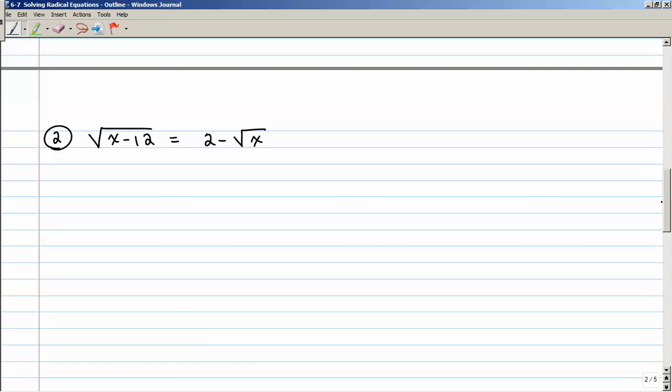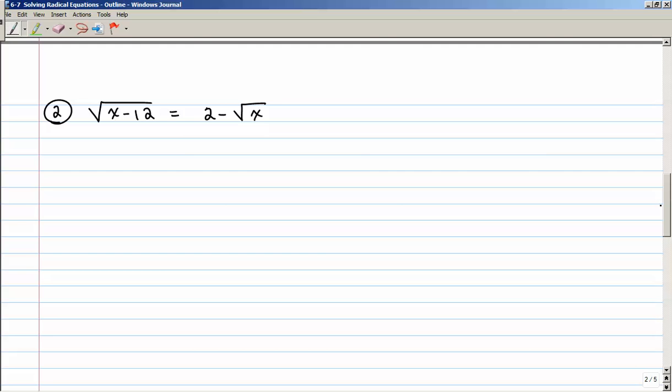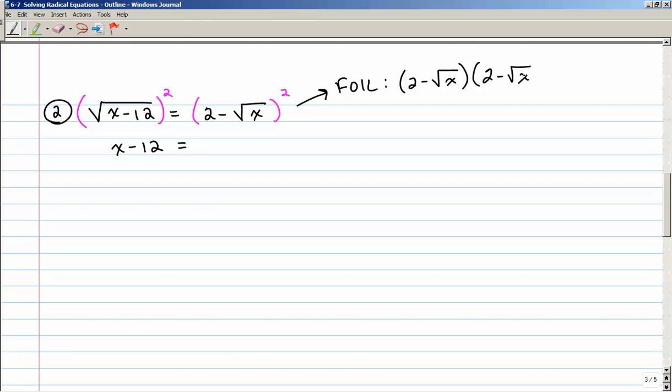Next example is a little more complicated. Square root of x minus 12 equals 2 minus the square root of x. A little hard to isolate the radical since I actually have 2 of them, so I'm going to skip right to squaring both sides. So on the left, that's going to leave me with x minus 12. And then on the right, this needs to be FOILed. And if you need to write it out as 2 minus the square root of x times 2 minus the square root of x, do that.